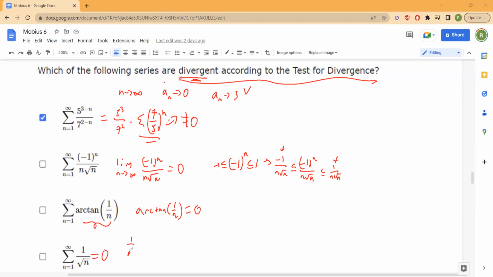But here what you can think of is, if you know that the series of 1 over n diverges, and over here you have 1 over n to the power of 1/2, all the terms here are bigger than 1 over n. So then for sure you know that the series of 1 over n to the power of half also diverges, because it climbs even slower than here. So you know that this one would diverge as well, logically speaking.